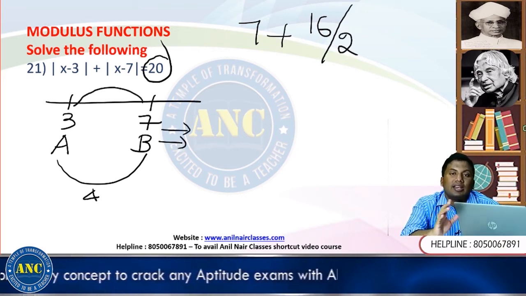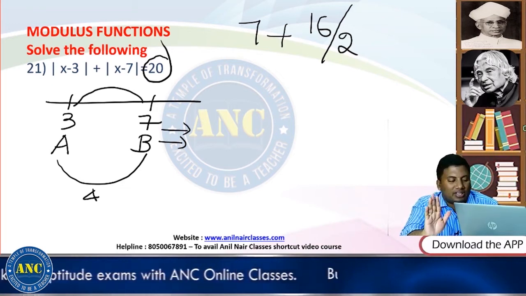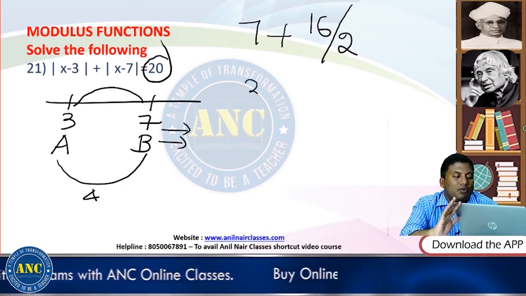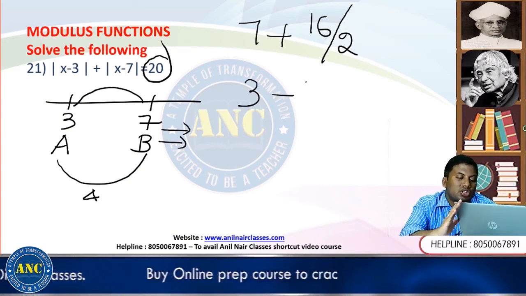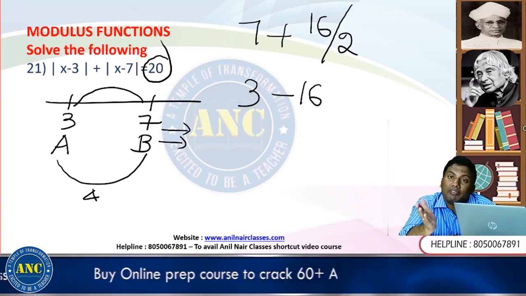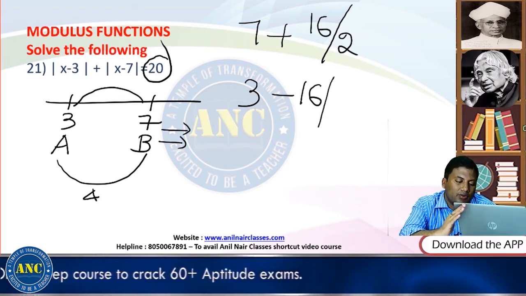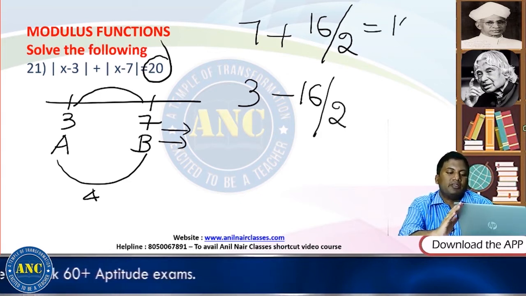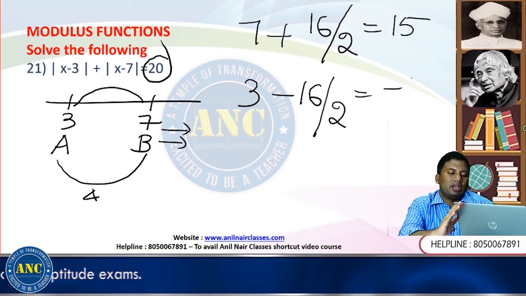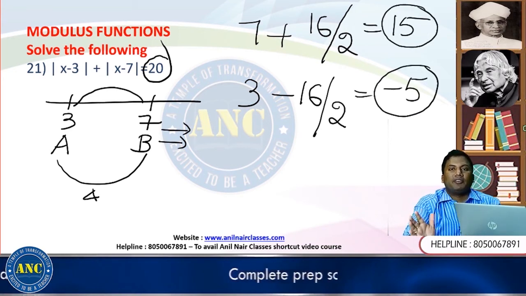B goes to A. 7 will go to 3. 4 units traveled to the left of 7. From 3, 4 units already traveled. I need to travel 16 units to the left of 3. 16 units to the left of 3 is a negative, minus 16 by 2. These 7 plus 8, 15. These 3 minus 8, minus 5. Answer is minus 5 or 15.